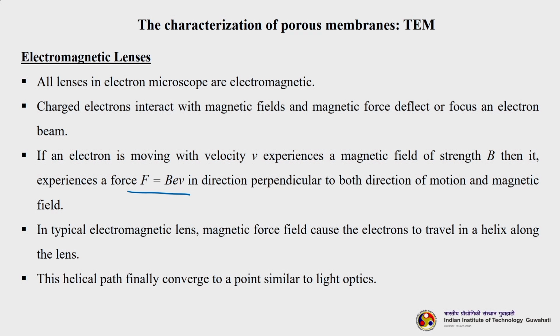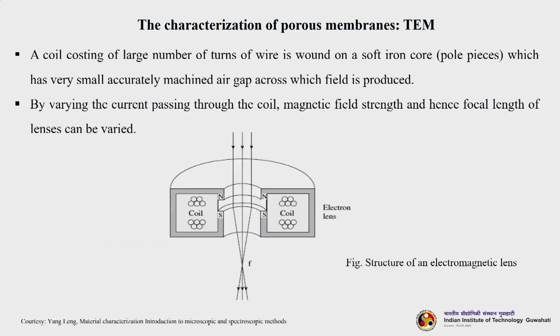Now, in a typical electromagnetic lens, the magnetic force field causes the electron to travel in a helix along the lens. This helical path finally converges to a point, similar to light optics. A coil consisting of a large number of turns of wire is wound on a soft iron core, which has a very small, accurately machined air gap across which the field is produced. So, by varying the current passing through the coil, the magnetic field strength and hence the focal length of the lens can be varied. You are controlling the current passing through the coil, and by doing that the magnetic field strength and the focal length of the lens can be varied.